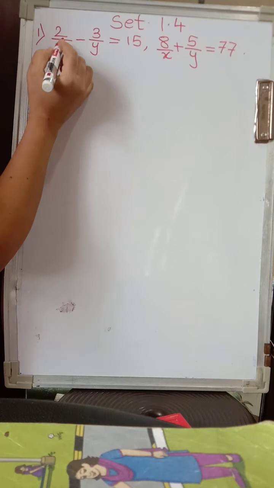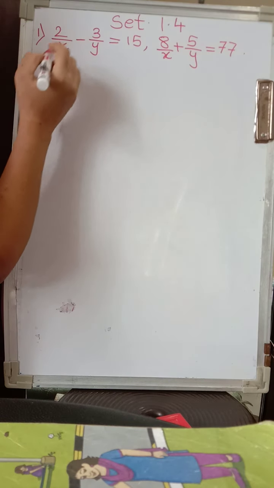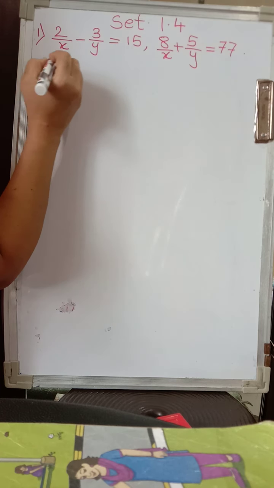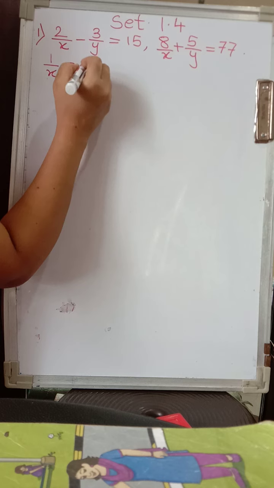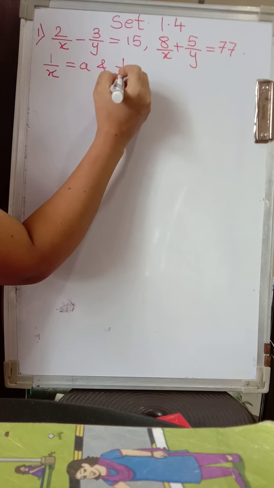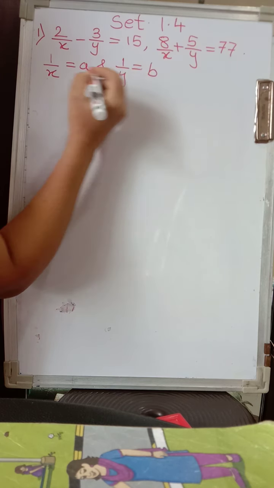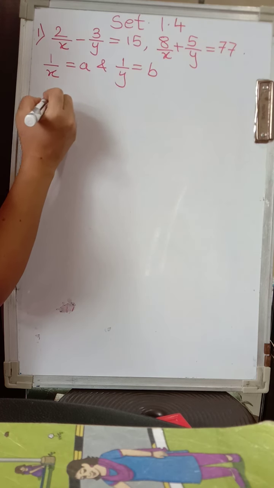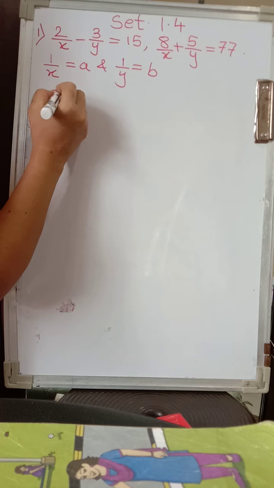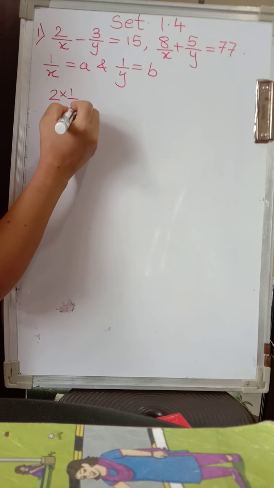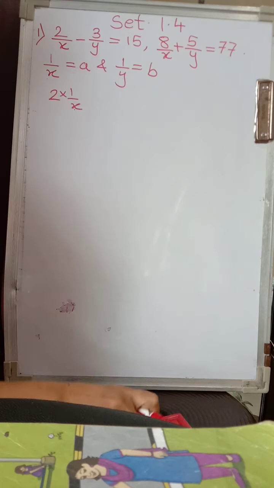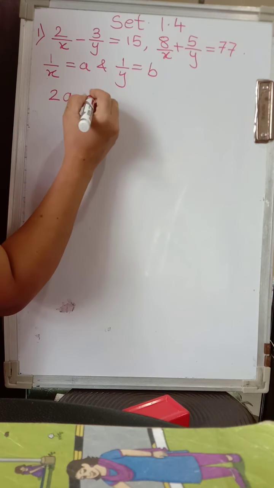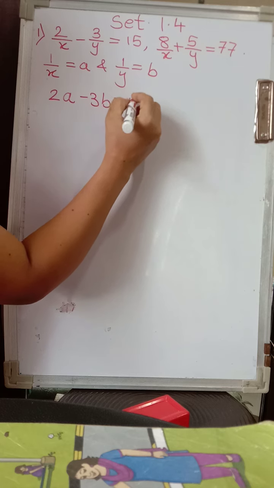So if you have x and y variables in the denominator, you should go by this way. Let 1 upon x be equal to a and let 1 upon y be equal to b. Wherever there is 1 upon x, I will substitute a. 2 upon x is 2 into 1 upon x, so for 1 upon x I write a. So I get this equation as 2a minus 3b is equal to 15.